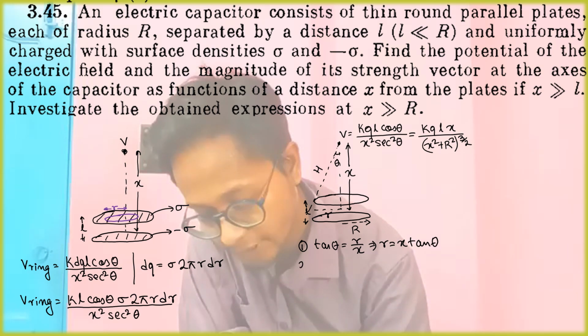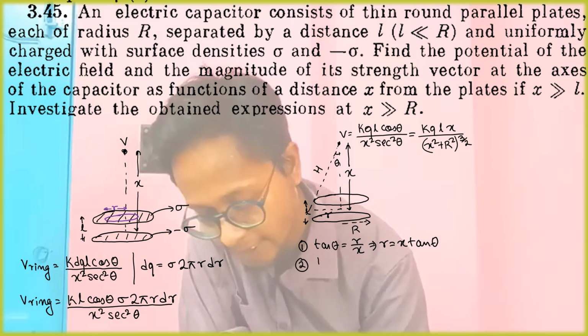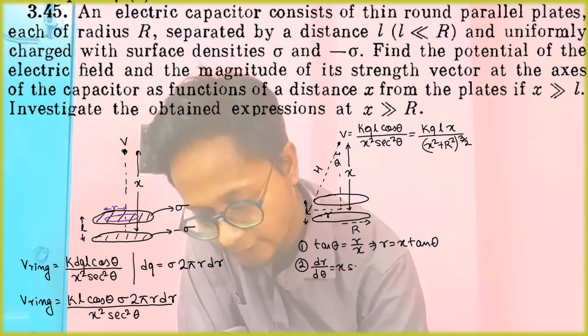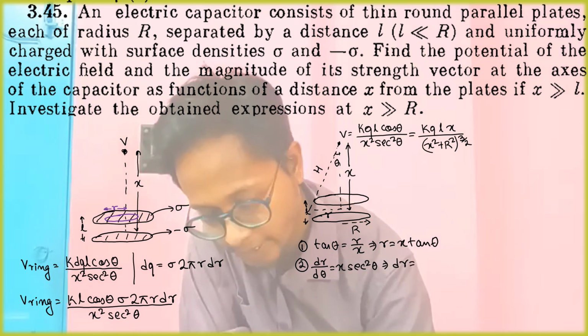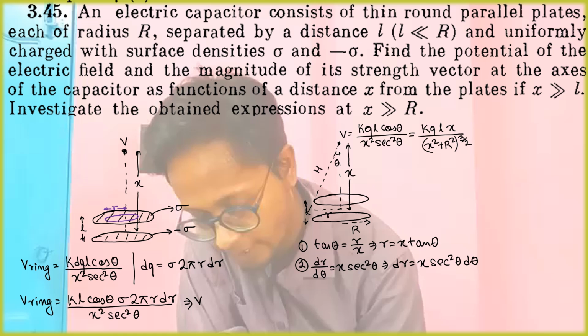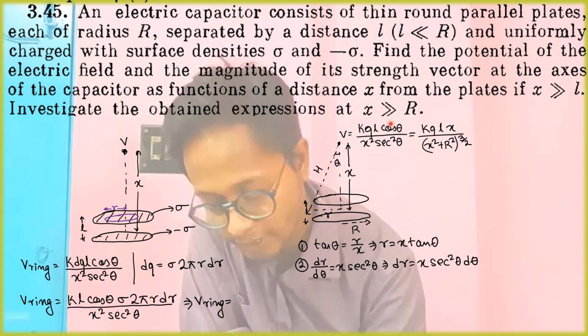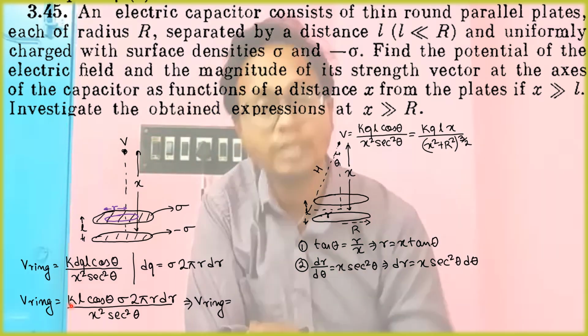And the second substitution is I have to differentiate this term with respect to d theta. So dr by d theta is nothing but x sec square theta, or dr is equal to x sec square theta d theta. So I have to substitute dr out here. So when I do that, the potential due to the elemental ring, due to the positive elemental ring and negative elemental ring.